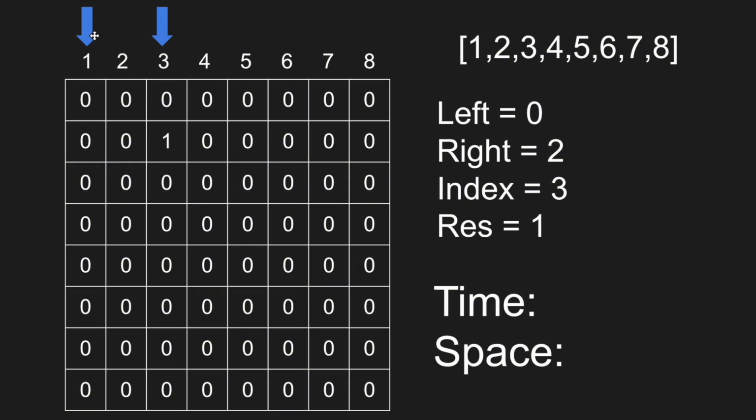If the sum is less than the number that we are on, then we will just move the left pointer over to the right by 1. And if it is greater than the number we are on, then we will move the right pointer to the left by 1. And then we will continue until both pointers meet.